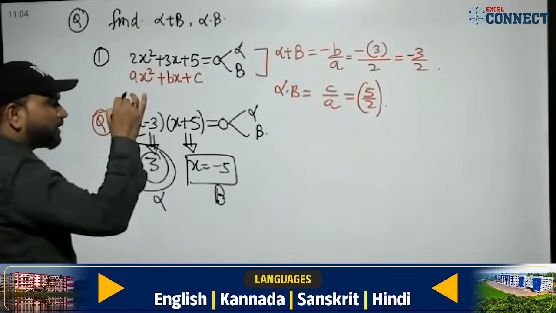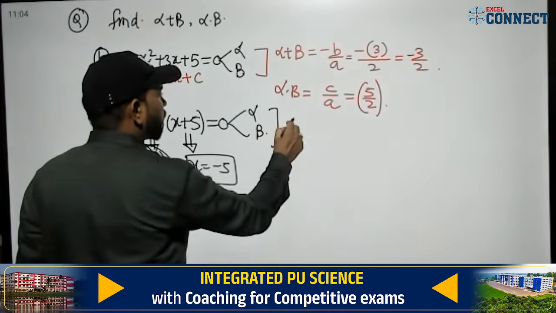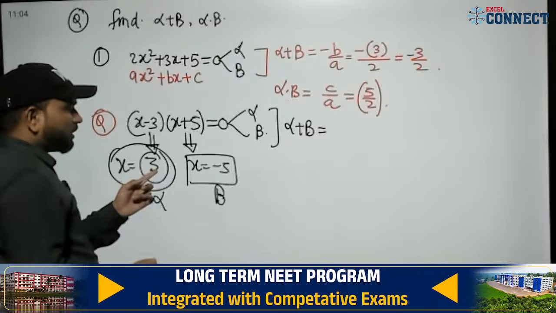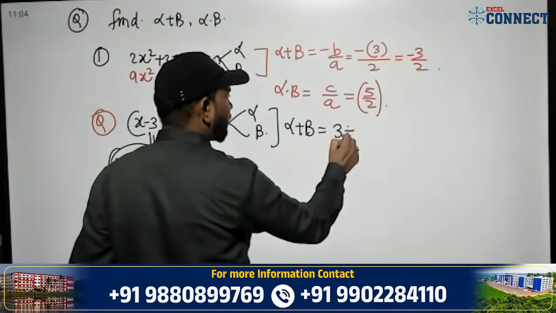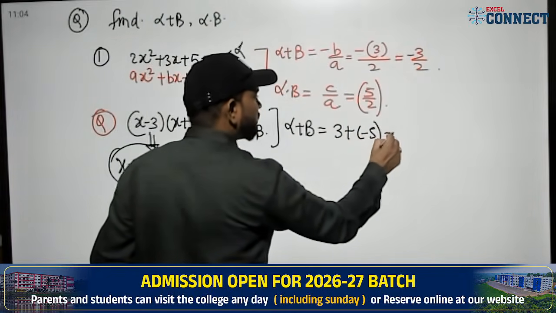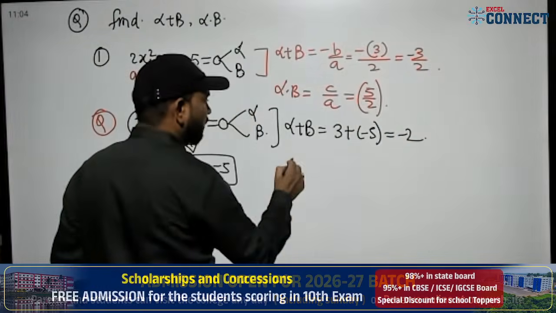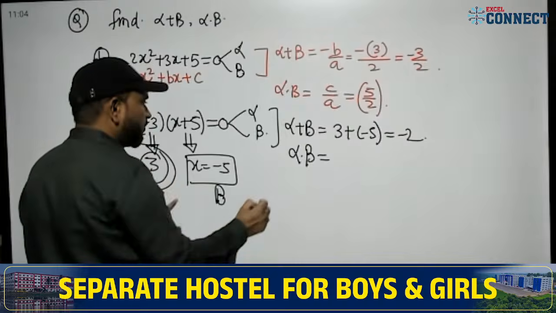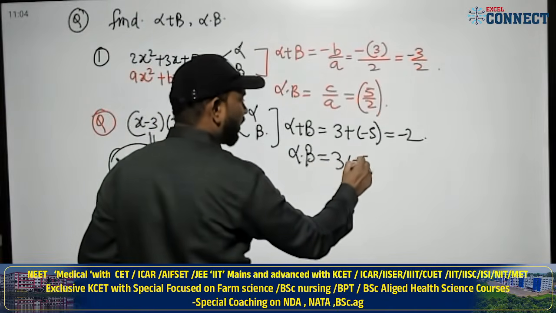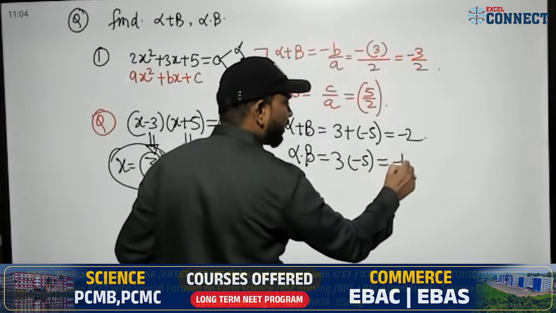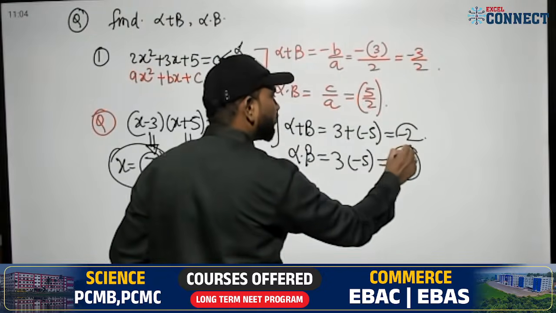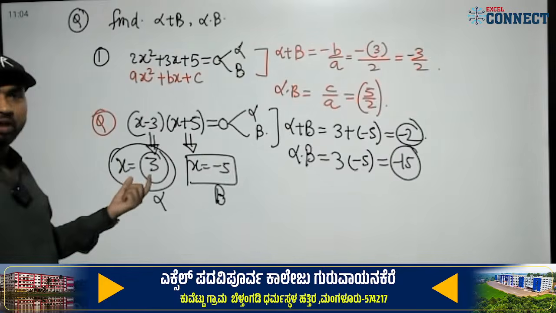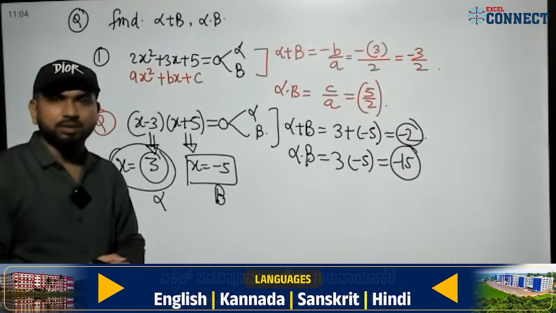If I say find the summation of the roots, alpha plus beta, then you can say, sir, 3 plus minus 5, it means this is minus 2. If I say product of roots, alpha into beta, it means 3 into minus 5, this is equal to minus 15. Very easy question, you have already solved it in the 10th class. Yes, the roots are 3 comma minus 5.